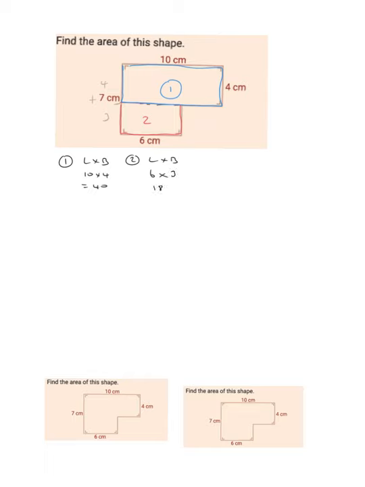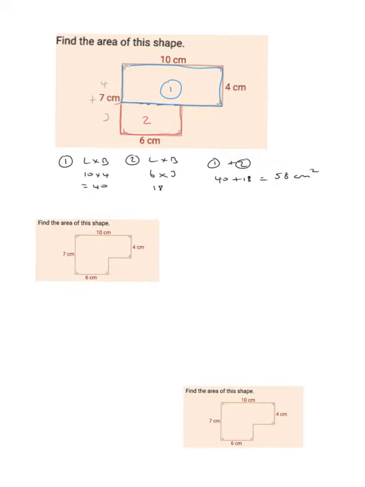And then the total you add 1 plus 2. So that will give me 40 plus 18 to give you a total area of 58 centimetres squared. Now I'm just going to move up this way. And if I divided it the other way, okay, you still get the same answer. So this time I'm going to put my division line here.